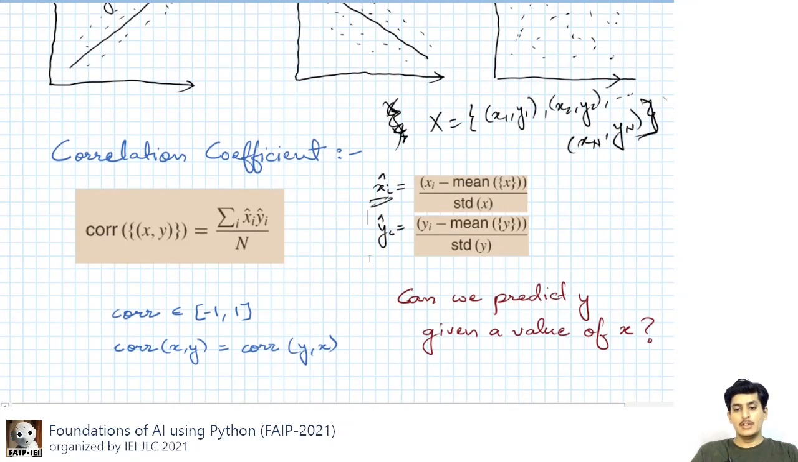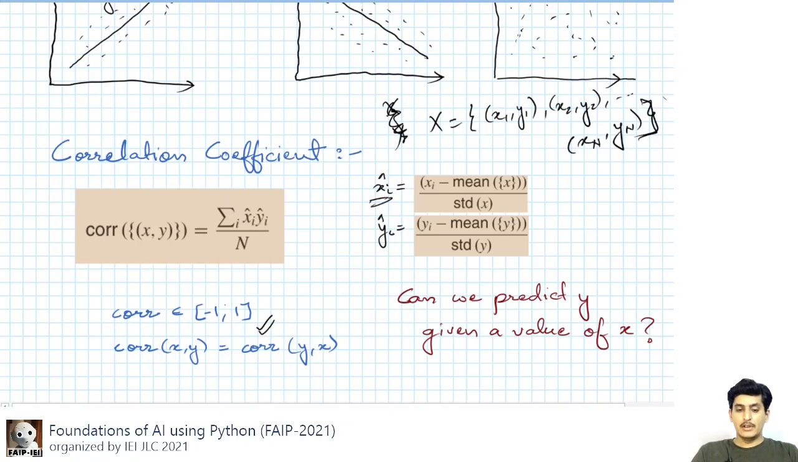So using this formula, we can calculate the correlation between two different parameters of our data set. Now, what are the properties of this correlation coefficient? Its value will always lie between -1 and 1. 1 would mean positive correlation, -1 would mean negative correlation, and 0 would mean no correlation. Or rather than saying 100%, I should say strong positive correlation, strong negative correlation, and 0 would mean no correlation.